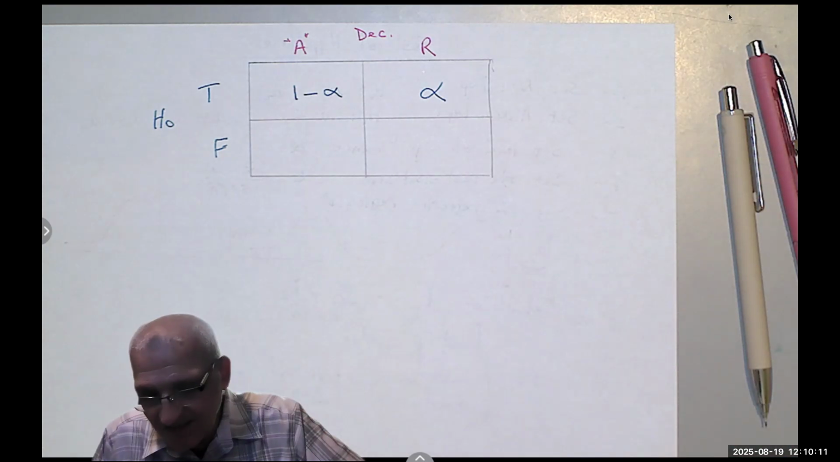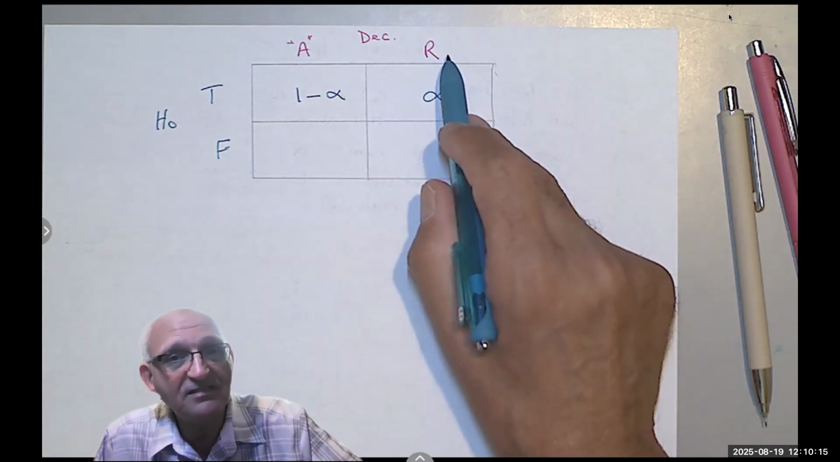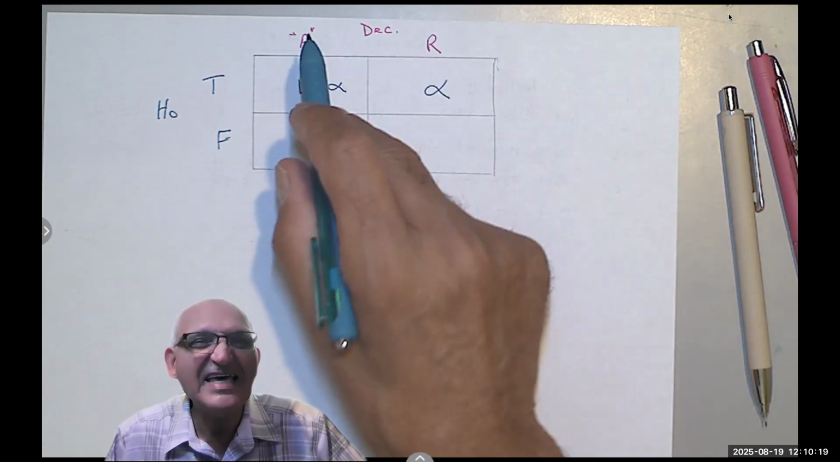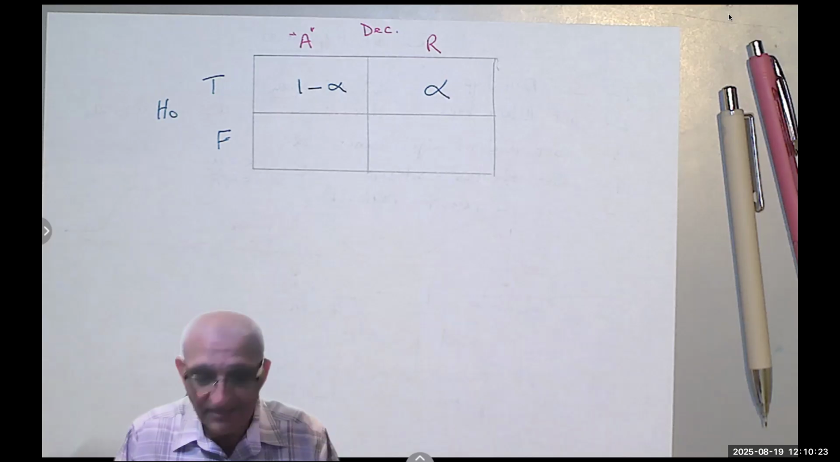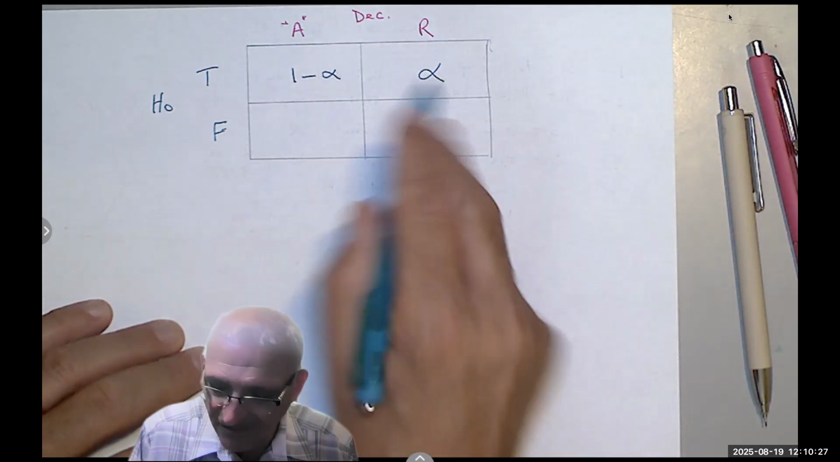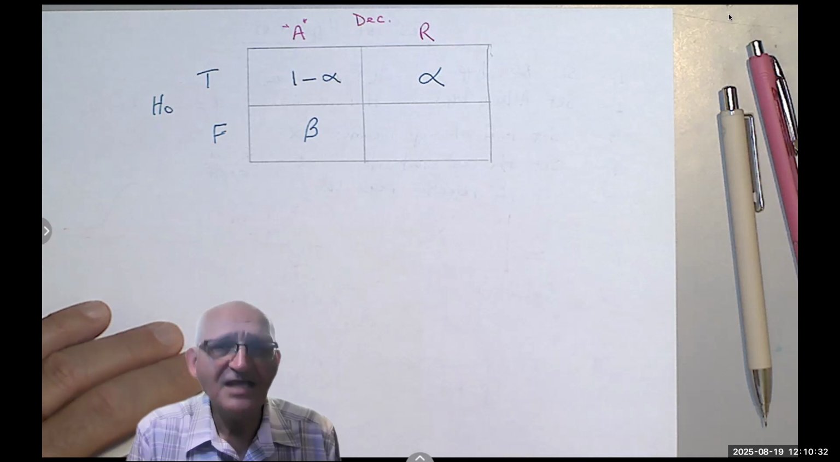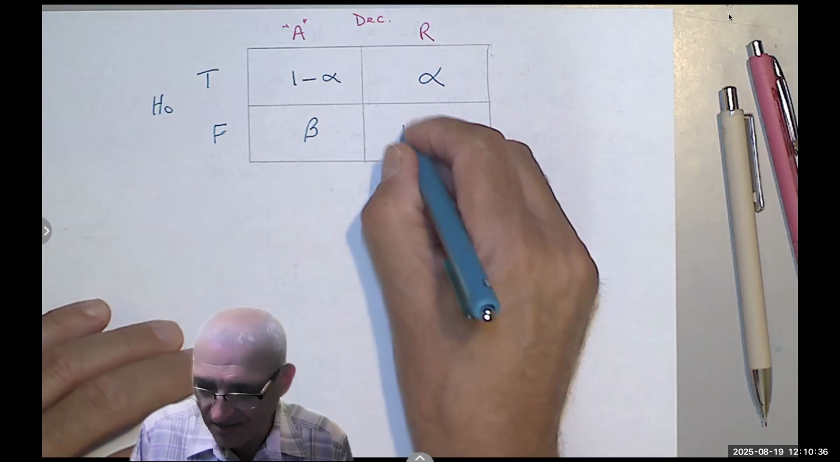But what if it's false and you rejected it? That's good. But what if it's false and you fail to reject it? We'll talk about that more because that's a little tricky. But since we call this alpha, we are going to call this error probability beta. And sure enough, if you reject a false hypothesis, then the area would be 1 minus beta.